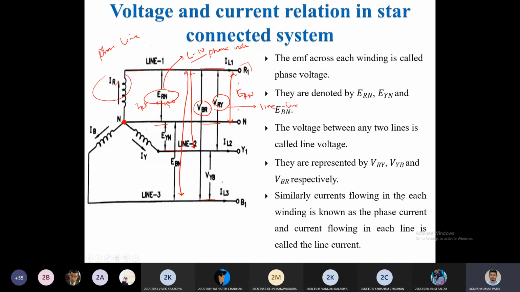Similarly, the current flowing in each winding is known as the phase current. So this is my phase current, going through any coil. The phase current is flowing in each line. So whatever is the phase current inside the coil, the same current is flowing inside a line. If it is a delta connected system, then the scenario would be different, but here it's not the case. So whatever is the phase current, that same current is flowing in the line. So IR is flowing in the R phase, I can say.